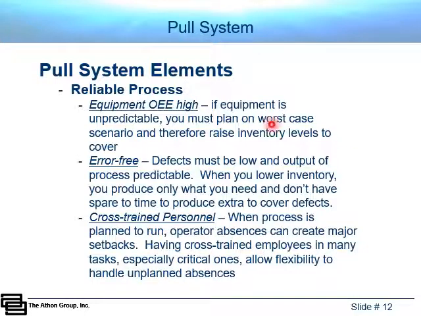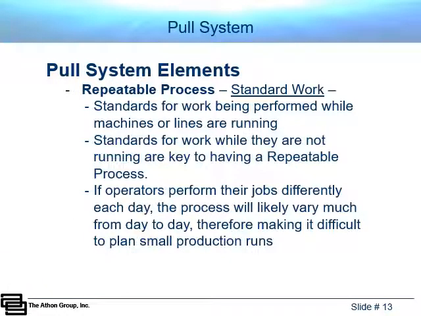So we talk about a reliable process. We specifically discuss OEE. We talk about it being error-free. That is, it is not producing a great number of defects. We can trust that the output's going to be usable. And we have cross-trained personnel. Secondly, we talked about a repeatable process where we have standard work. Standards are developed, they're in place, and we're actually training people according to standard work, and they're following the standard work, and thus we have a repeatable process.